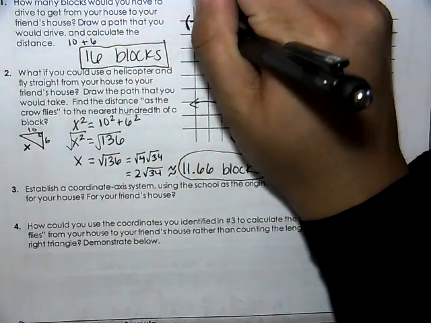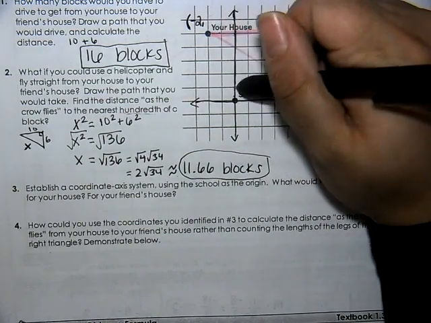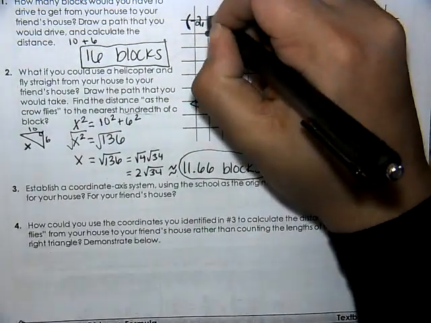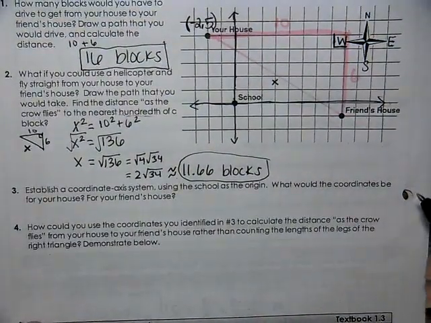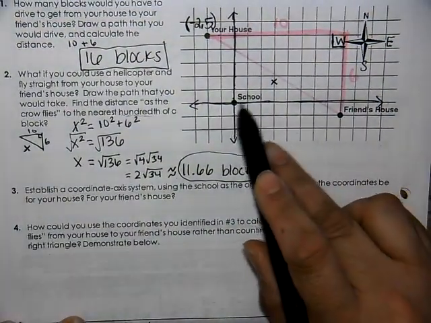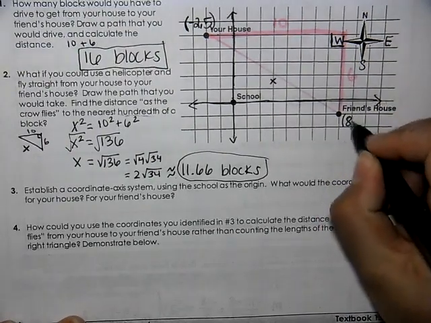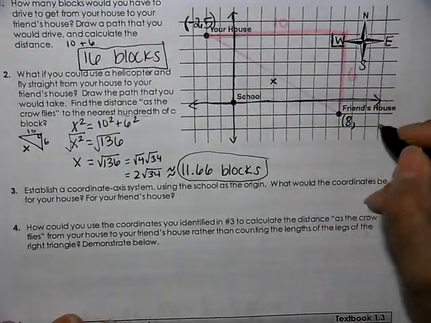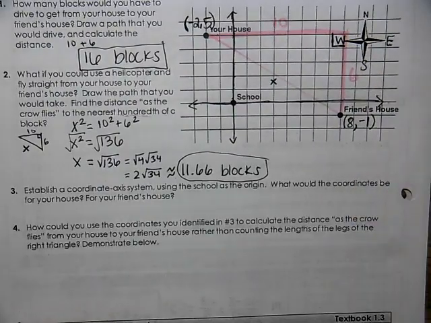So this is -2. And then when you go up, it's up 5. 1, 2, 3, 4, 5. That would be our coordinate, -2, 5. Do the same thing for your friend's house. You're going right 8 and down 1. So 8 goes first because it's the horizontal direction, or x, and then -1 gets you down for the y value.